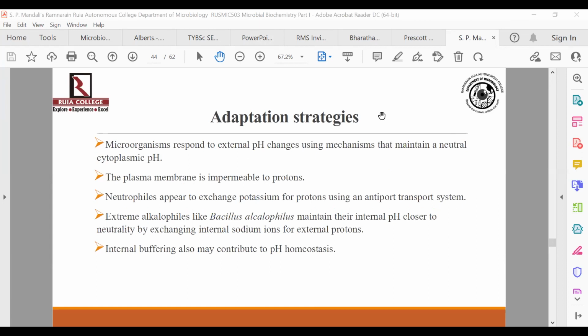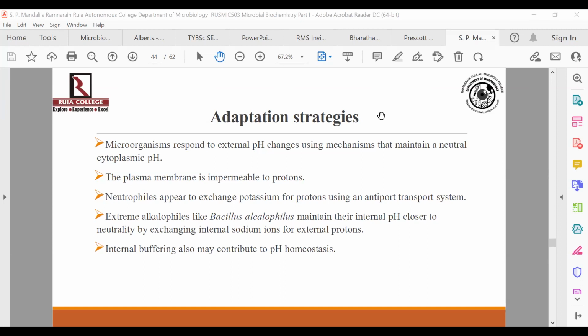Now, what are the adaptation strategies? Microorganisms are going to try to maintain their cytoplasmic pH close to neutral, whatever may be happening outside the cell, whatever may be the pH outside the cell. They will try their level best to maintain their cytoplasmic pH close to 7.